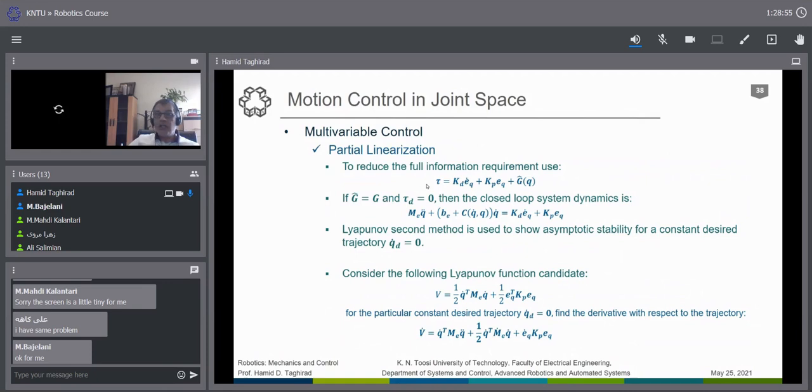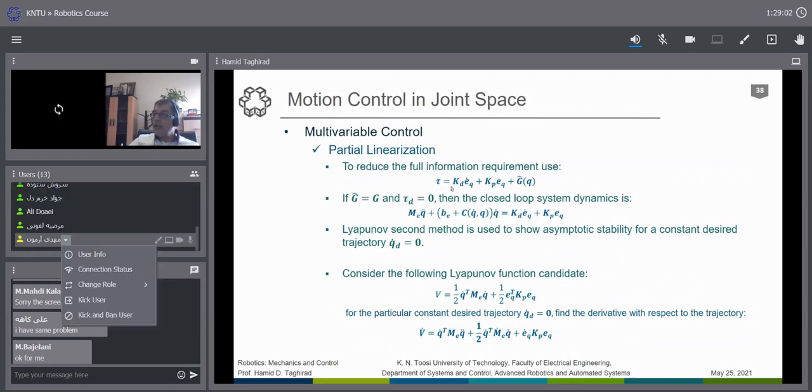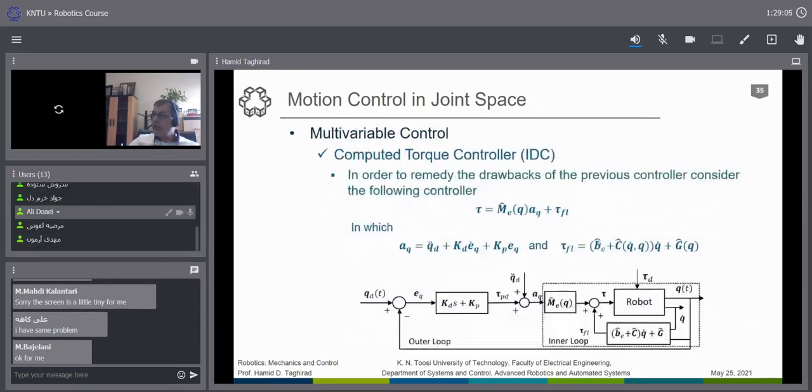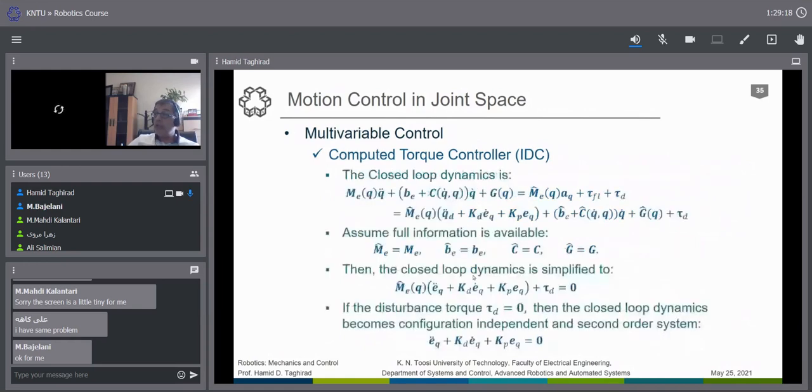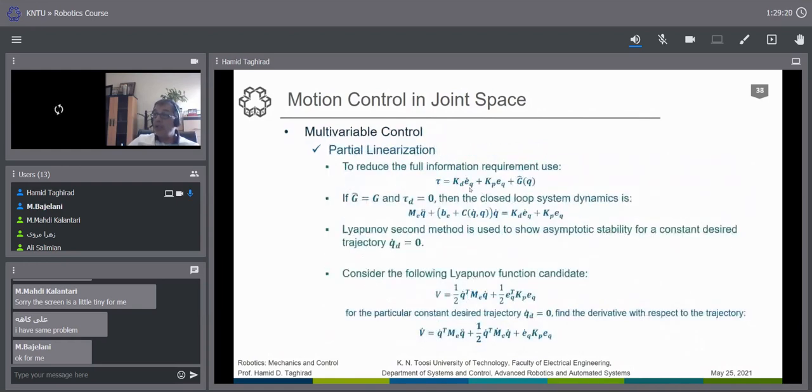We will see that we can have good steady state error. Here, as you see, we don't use this term, we don't use this term, nothing here, nothing here. We just use the PD controller and the gravity term. The gravity term is the partial linearization. You see, we use a much simpler controller, a PD controller plus the gravity term.